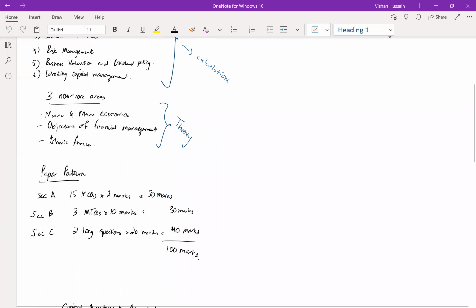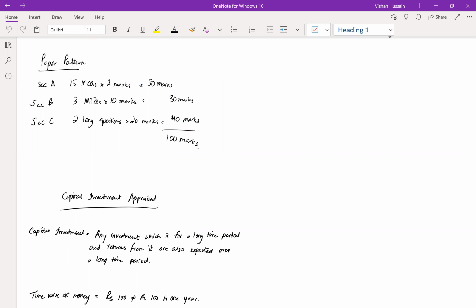Then we have to discuss the paper pattern. The paper pattern consists of sections A, B, and C. You know that F9 is now a computer-based paper, and the paper pattern includes 15 MCQs, 2 marks each, in section A, which makes a total of 30 marks. Then in section B, 3 MTQs, 10 marks each, that makes a total of 30 marks. In section C, 2 long questions, 20 marks each, which makes a total of 40 marks. So in total, this is going to be 100 marks.